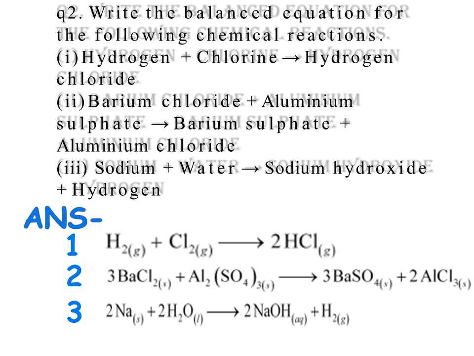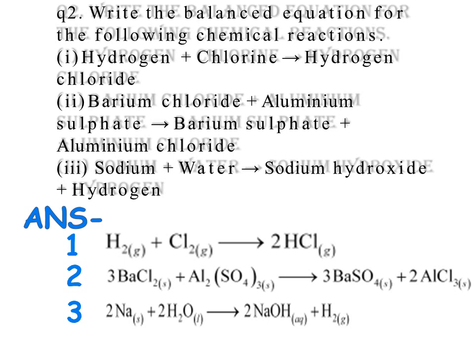So question number 2 is, write the balanced chemical equation for the following chemical reactions. First one is hydrogen plus chlorine forms hydrogen chloride. As these word equations are given here, we have to write the symbol equation by mentioning their states. The first one is H2 plus Cl2 will form 2HCl. This is a balanced chemical equation.